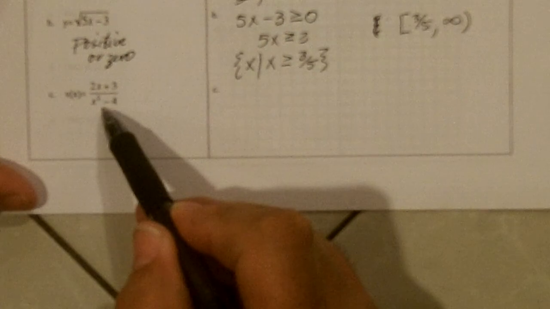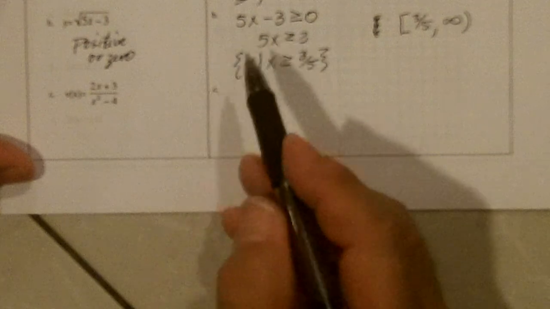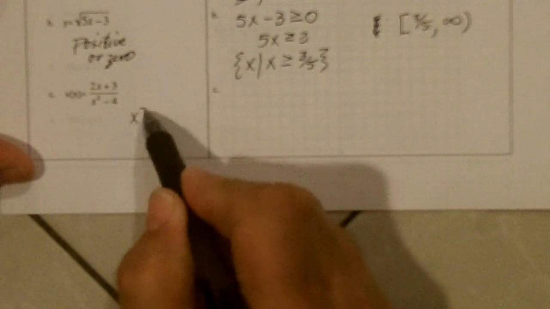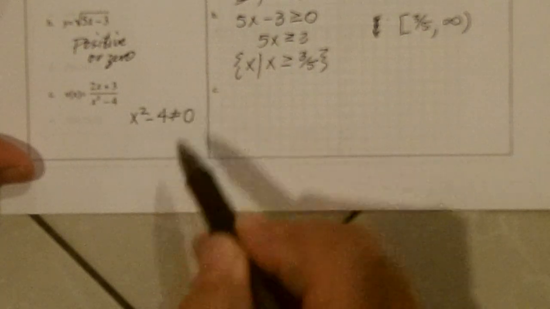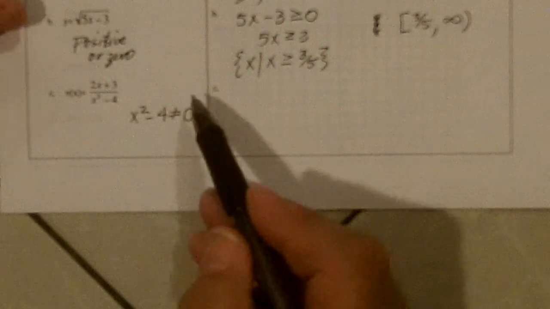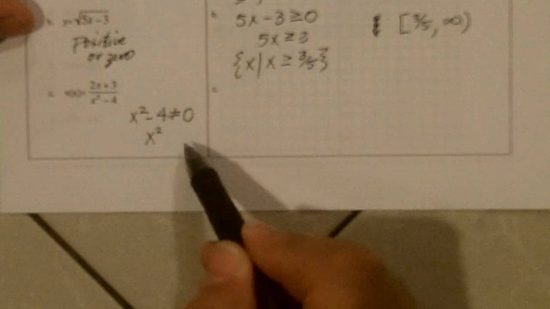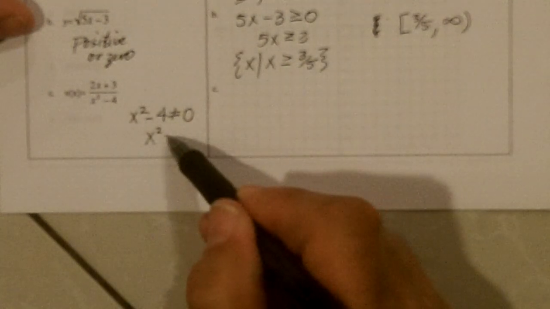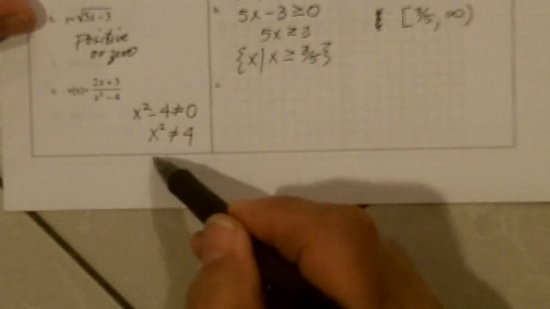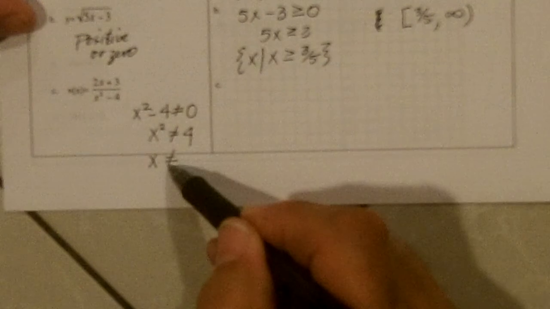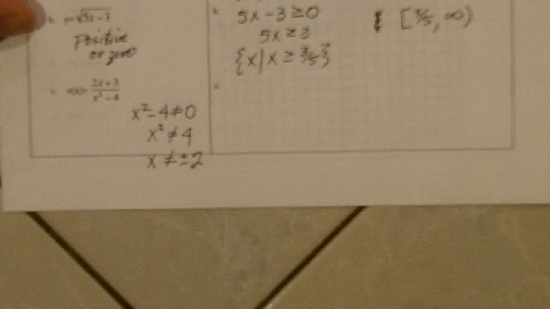The only thing that would cause problems is if we have division, and so we have to worry that the denominator is not equal to 0. Well, x squared minus 4 cannot equal 0. So therefore, I can add 4 to both sides if you want. That's the way many of you would do it. Some would factor this. x squared cannot equal 4. So if I take the square root of both sides, I get x cannot equal, do not forget, plus or minus the square root of 4, which is 2.